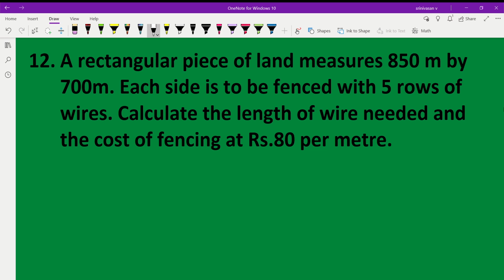Here a rectangular piece of land they are going to fence with wire. Here the measurements are given for the rectangular land. 850 meter is the length and 700 meter is the breadth. Here we need to find the perimeter of the rectangular land first. Let us find the perimeter.